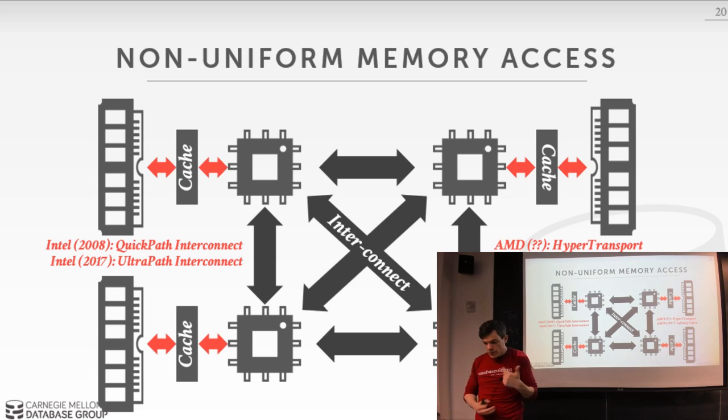I tried looking to see what Power does. They have a codename, I think it's called the Mac Interconnect, but I couldn't see how they do it in Power. This is basically how everyone builds multi-socket architectures now. And from a database perspective, the key thing that matters is that if we can read data from our local DRAM, our local memory, then that's good.